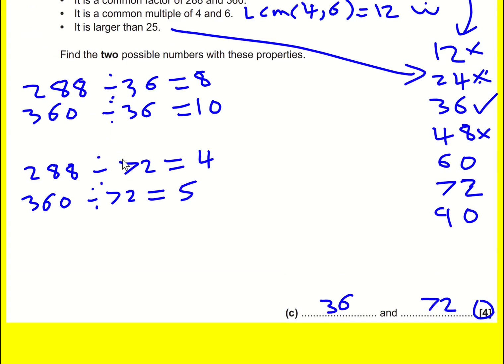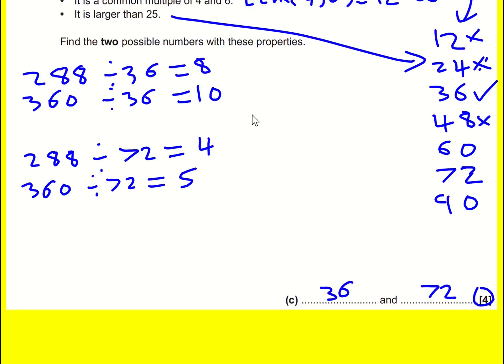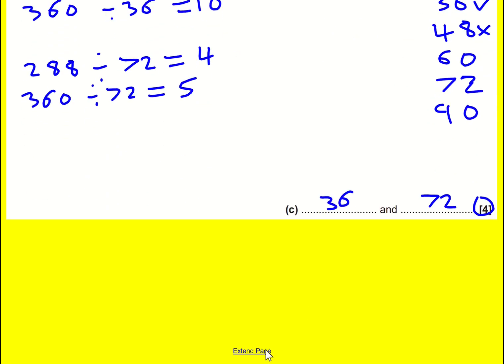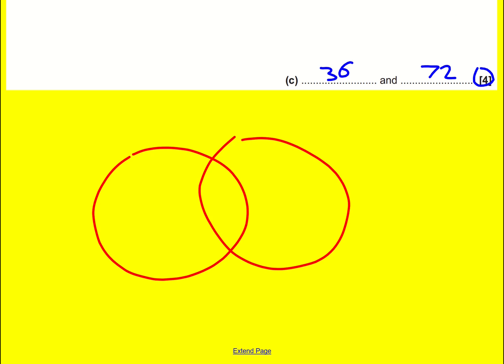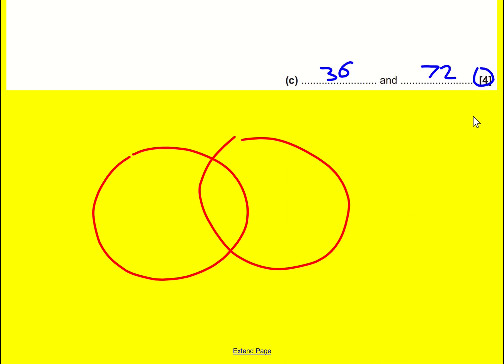You could actually try and find the common factors of 288 and 360. Now, in hindsight, I think this is making it more complicated. You could then put these into a Venn diagram, and it's not as bad as it sounds because I can actually use my calculator to get the product of prime factors of 288. So 2 to the power 5 times 3 squared.